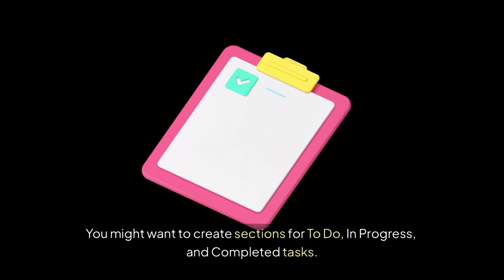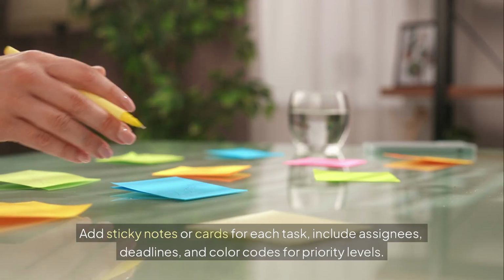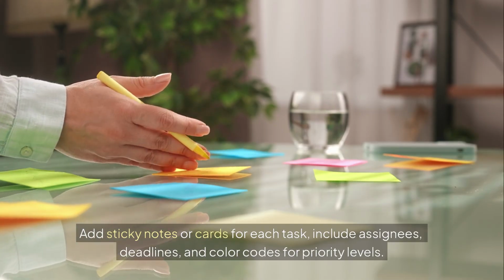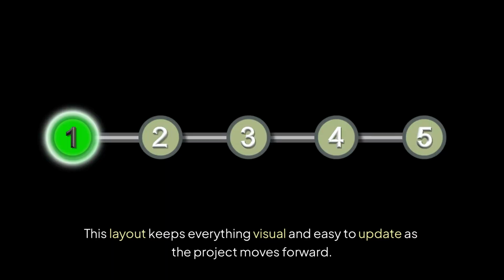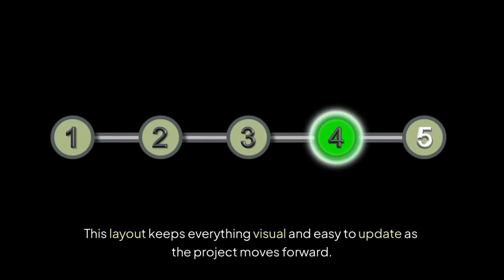Next, organize your workflow. You might want to create sections for to-do, in progress, and completed tasks. Add sticky notes or cards for each task. Include assignees, deadlines, and color codes for priority levels. This layout keeps everything visual and easy to update as the project moves forward.